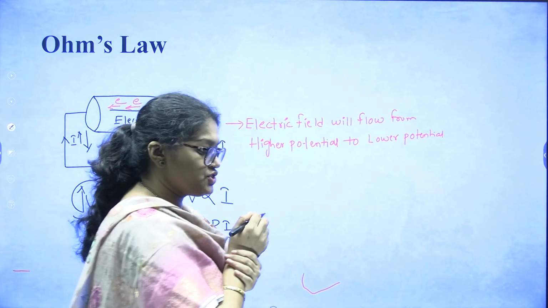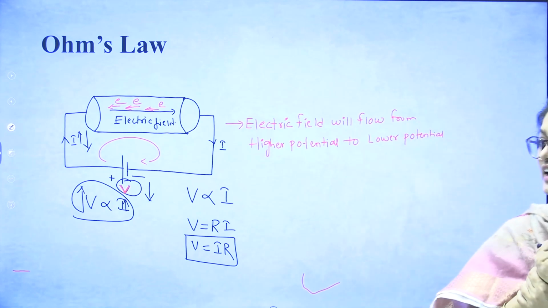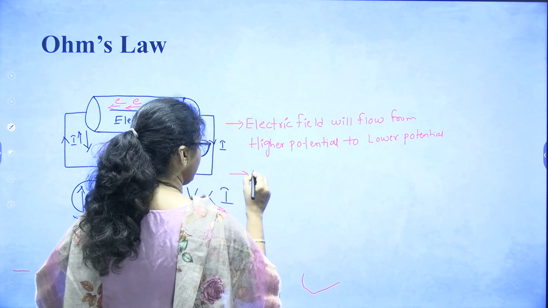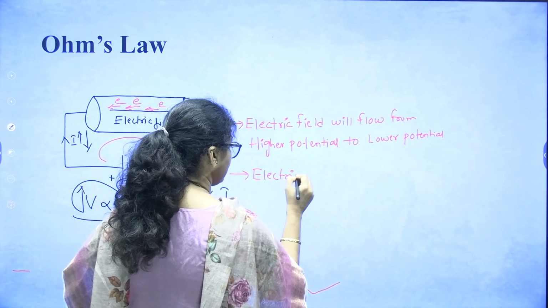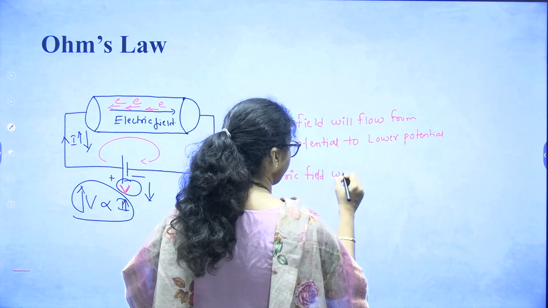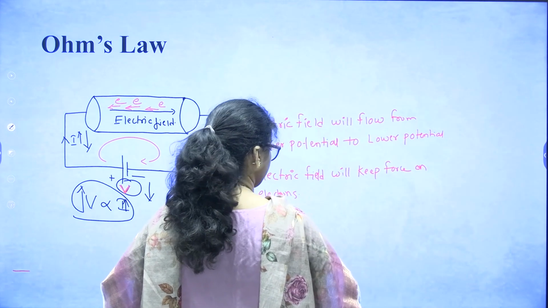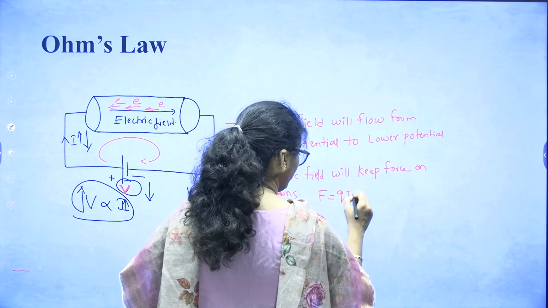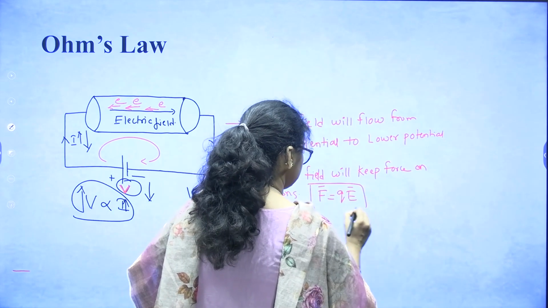The direction. Electric field will always keep a force on electrons. Electric field, this point is very important. Electric field will keep force on electrons. So can I say F bar is equal to Q into E bar?